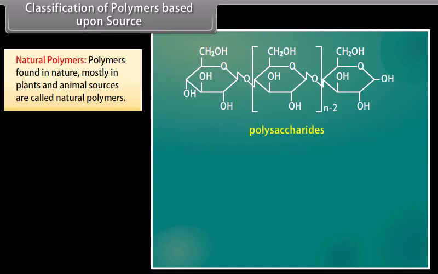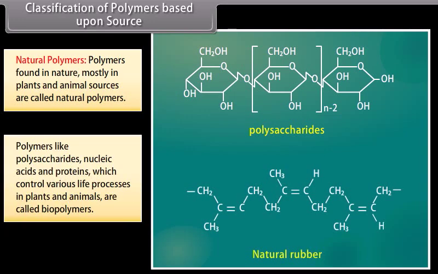Classification of polymers based upon source. Under this type of classification, there are three subcategories. Natural polymers. Polymers found in nature, mostly in plants and animal sources, are called natural polymers. For example, polysaccharides, proteins, nucleic acids, and natural rubber. Polymers like polysaccharides, nucleic acids, and proteins, which control various life processes in plants and animals, are called biopolymers.